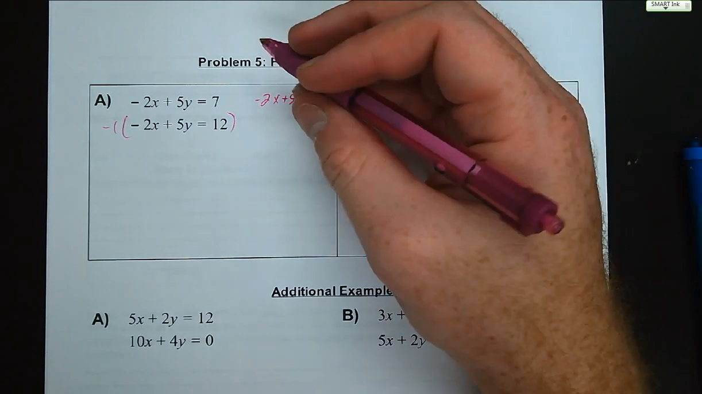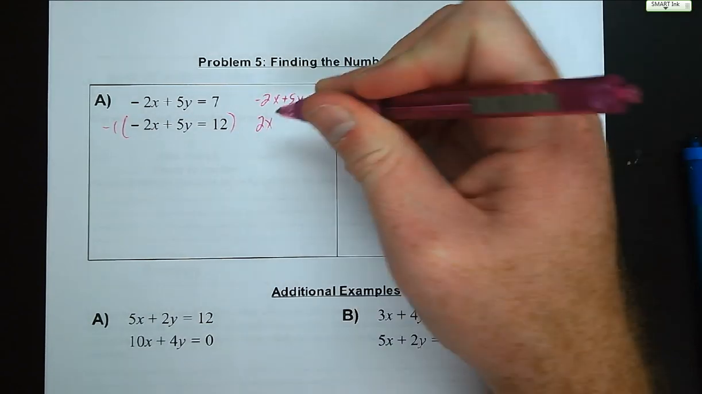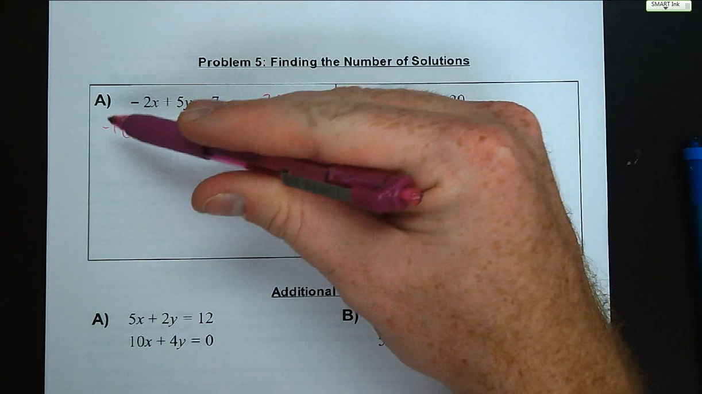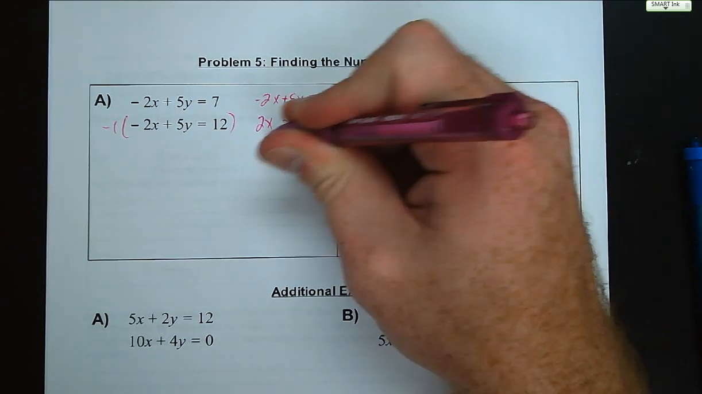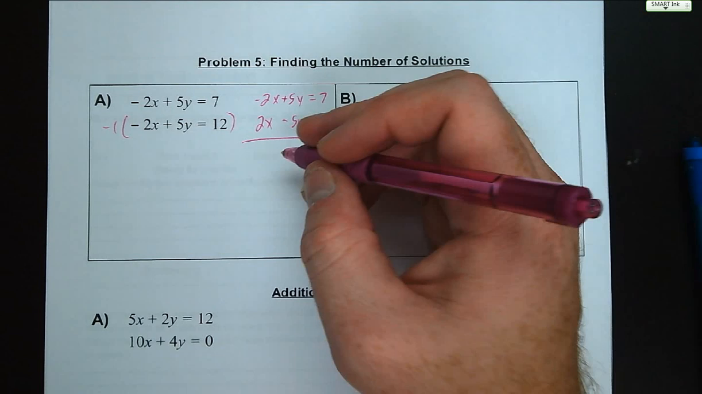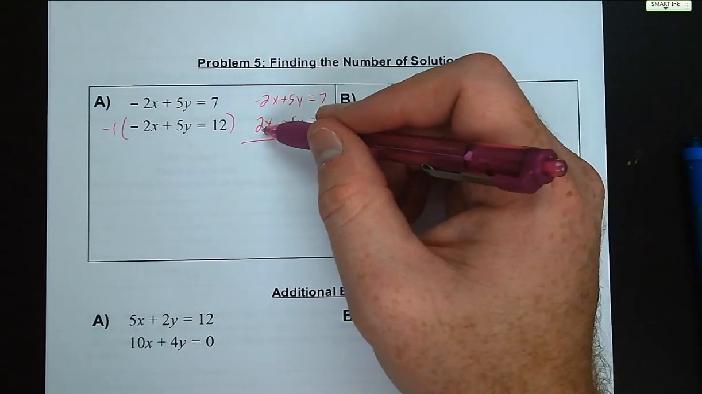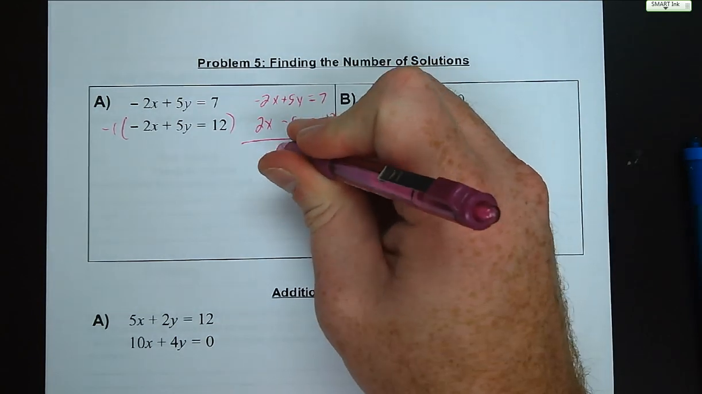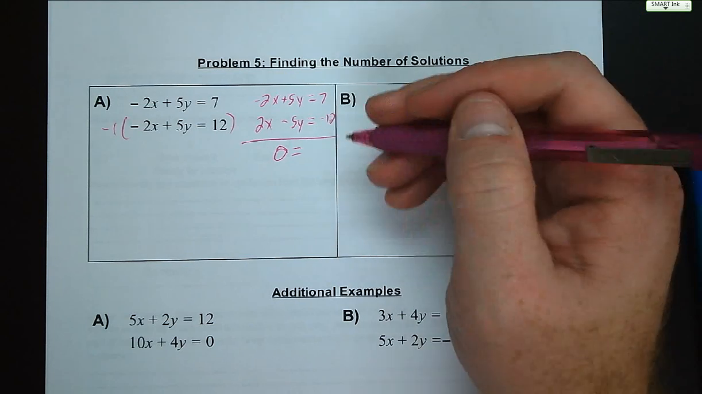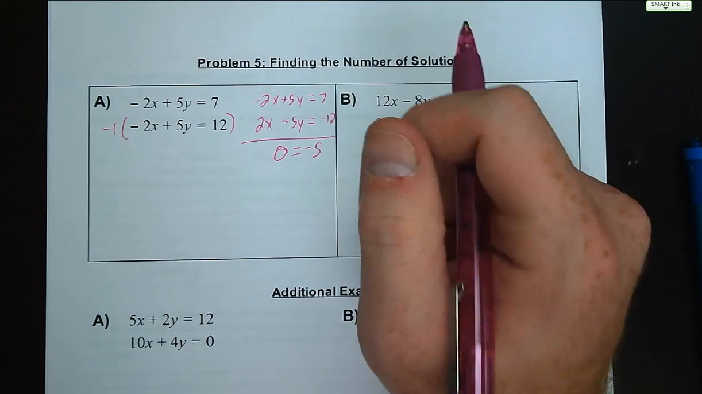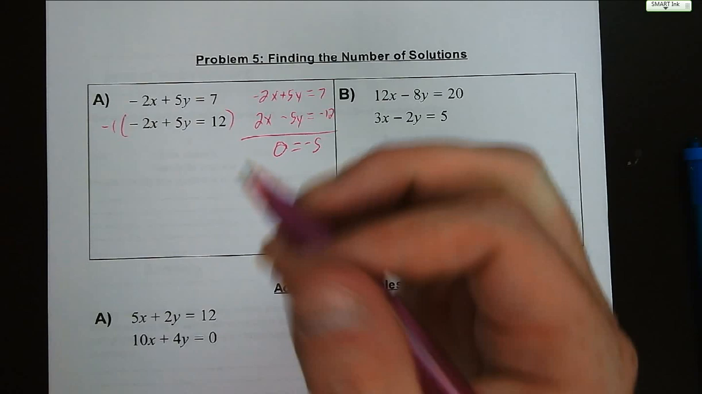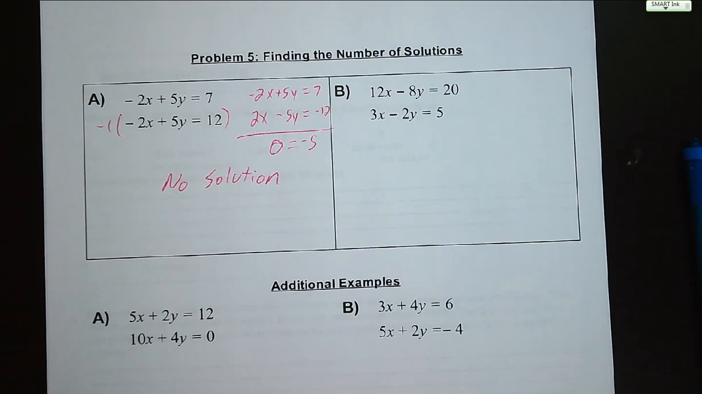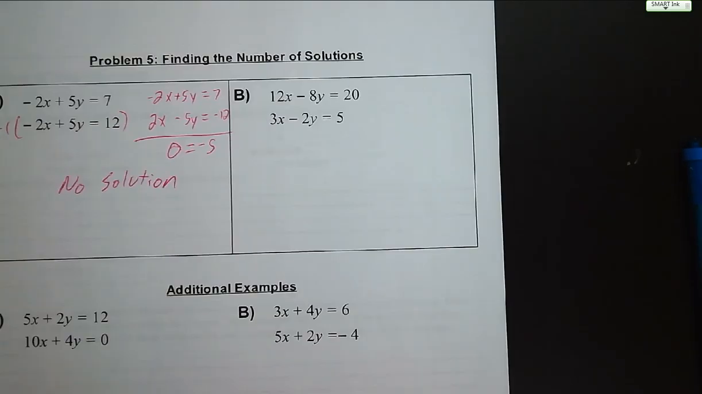So negative 1 times negative 2x is a positive 2x. Negative 1 times 5 is minus 5y. And negative 1 times 12 is negative 12. When we add these two equations together, we have negative 2 plus 2 is 0. 5 plus negative 5 is 0. So 0 is equal to 7 plus negative 12 is negative 5. Does 0 equal negative 5? No. No solution. Okay. Moving over to letter B.